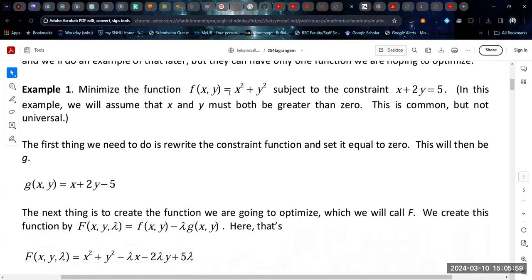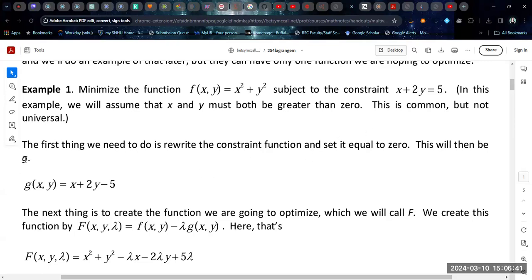So here we want to minimize the function x squared plus y squared, and we're going to subject it to the constraint 2x plus 2y equals 5. In this example, we're going to assume that x and y must both be greater than 0. This is a common problem, particularly in the business context where negative counts of things don't make any sense. This is not a universal requirement, but it is often applied in certain contexts when we do this sort of optimization.